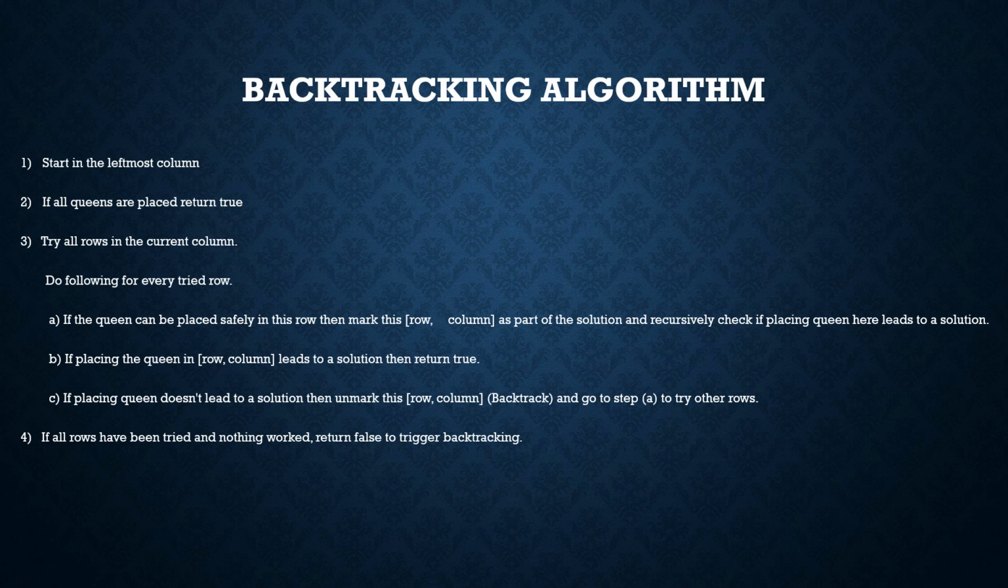Backtracking algorithm. The idea is to place queens one by one in different columns, starting from the leftmost column. When we place a queen in a column, we check for clashes with already placed queens in the current column. If we find a row for which there is no clash, we mark this row and column as part of the solution. If we do not find such a row due to clashes, then we backtrack and return false.